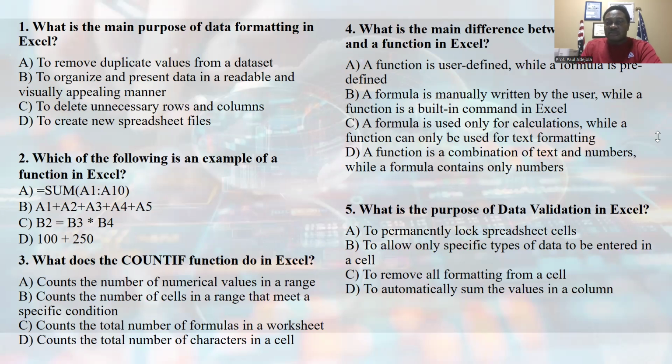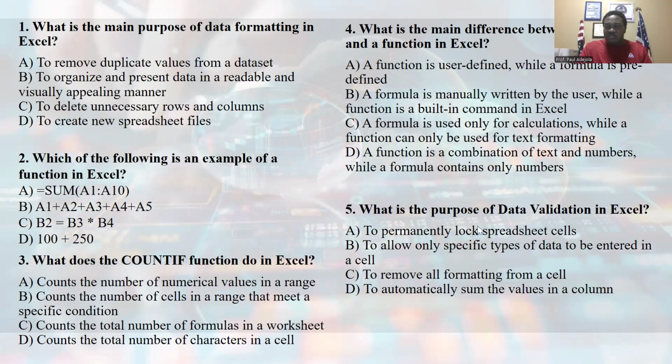Question 4. What is the main difference between a formula and a function in Excel? See the options. A, a function is user-defined, while a formula is pre-defined. B, a formula is manually written by the user, while a function is a built-in command in Excel. C, a formula is used only for calculation, while a function can only be used for text formatting. D, a function is a combination of text and number. No, A is no. The correct answer here is B. You can check the notes.